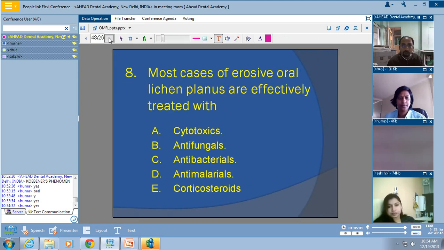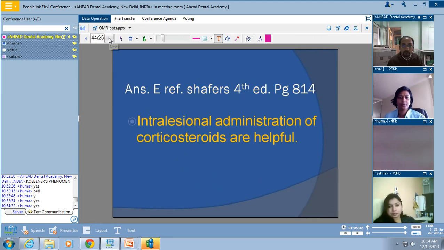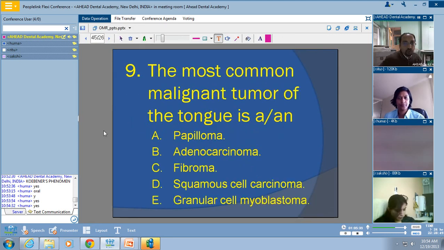Question nine: the most common malignant tumor of the tongue is an... Well, you can safely say the benign tumors. Papilloma is an example of a benign tumor. Fibroma is an example of a benign tumor. So we are left with choice B, choice D, and choice E.